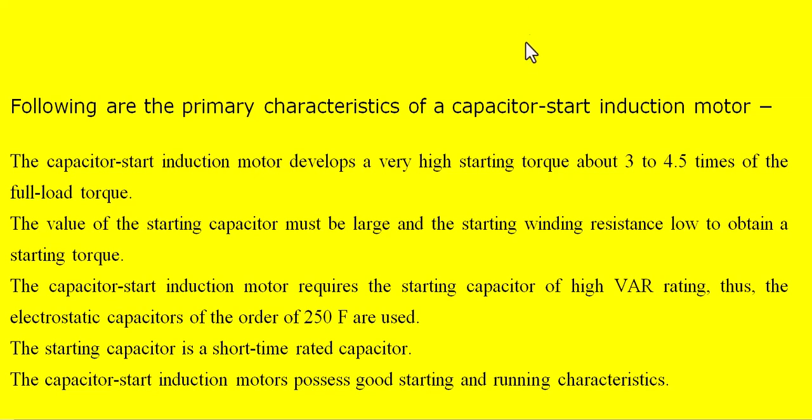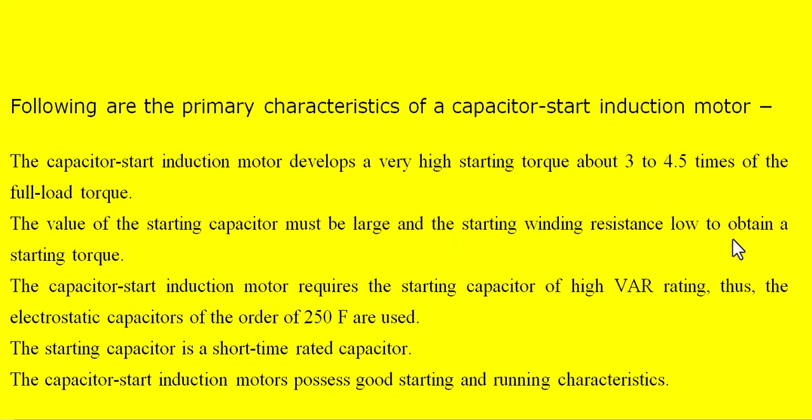The disadvantage of this motor is that there is a centrifugal switch and an electrolytic capacitor, and there is an auxiliary winding associated with the motor. So the initial cost of the motor is high. And the advantages of this capacitor start induction motor are like this. It has a very high starting torque, as we saw on the torque speed characteristic. It is approximately 3 to 4.5 times the full load torque, whereas the starting capacitor must be large.